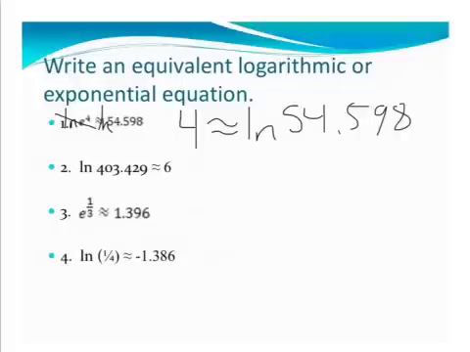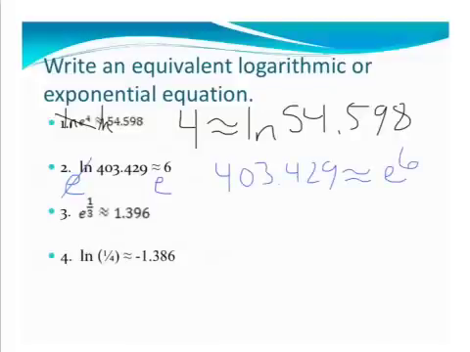If you were to plug this into your calculator, you'd get something that's about 4. Of course, it's not going to be exact because this has been rounded over here, but you get something like 4. Now, for number 2 here, I'm going to raise both sides with a base of e. So I have e to the natural log. That cancels, and I'm left with 403.429, and that equals e to the 6th. So why don't you try these next two on your own, so pause it, and then we'll go through them.